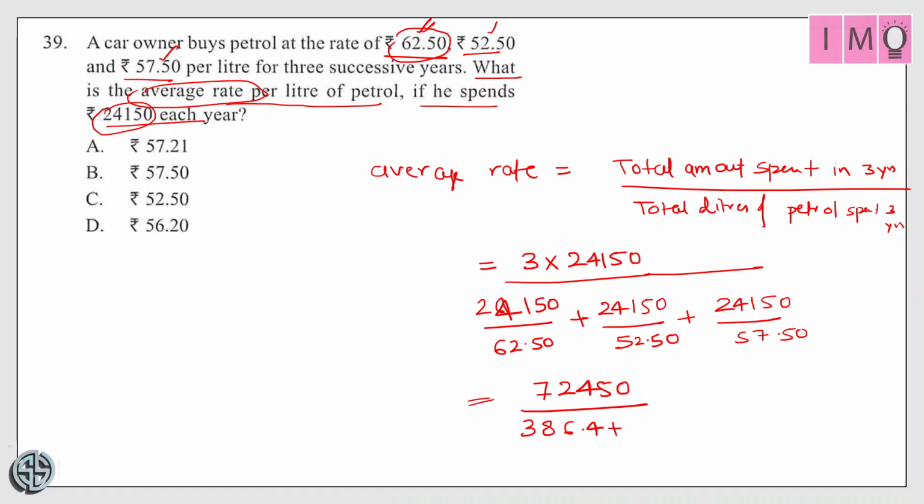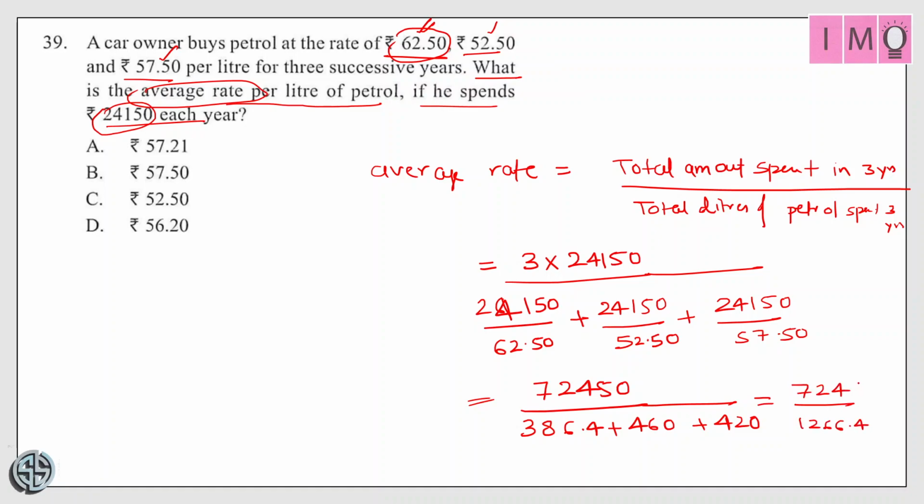Now for the second year, how much he has consumed, you have to divide by 52.50 and you will get the answer as 460. Okay, for the third year, we have to divide by 57.5. When you divide by 57.5, you will get the answer as 420. Now we have to just add all these, right? That is 420 plus 460 plus 386.4.